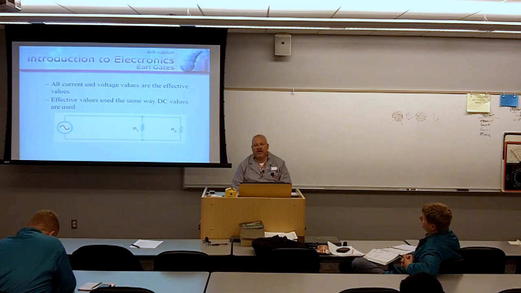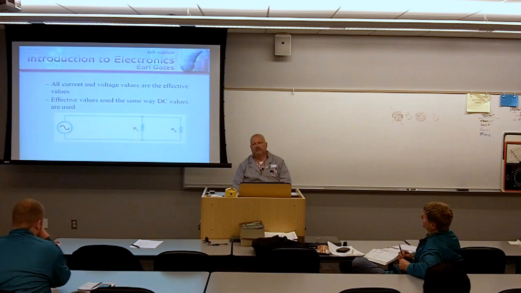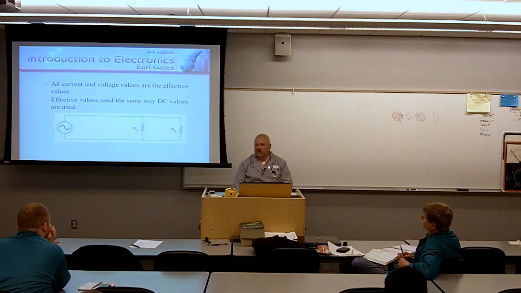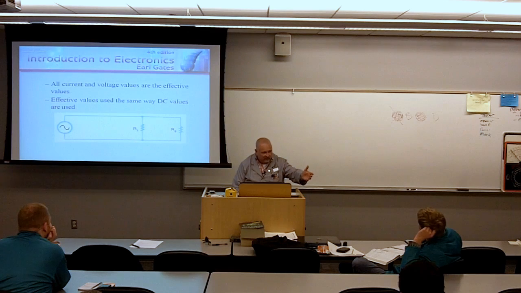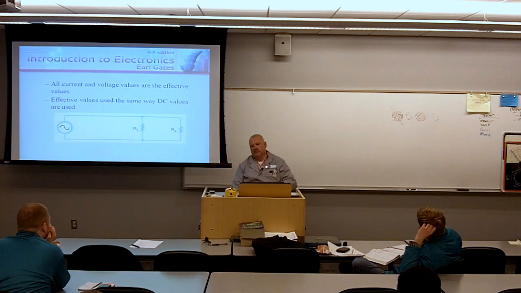All current and voltage values are the effective values. If they're not, what do you do? If I give you a problem like this and I start giving you values, what do you need to do? Convert. Convert to the effective. Always convert to the effective unless you're told otherwise. If you're in a tech manual and it tells you to measure, look for 17.4 volts peak, then look for 17.4 volts peak. But if not, always assume you're going to have to convert to the effective value.